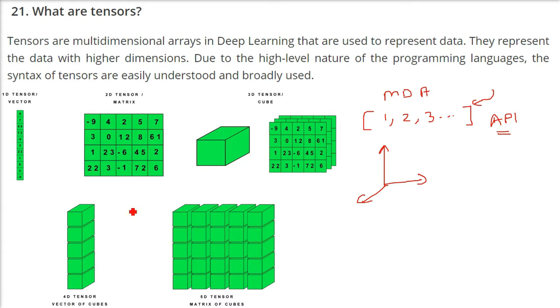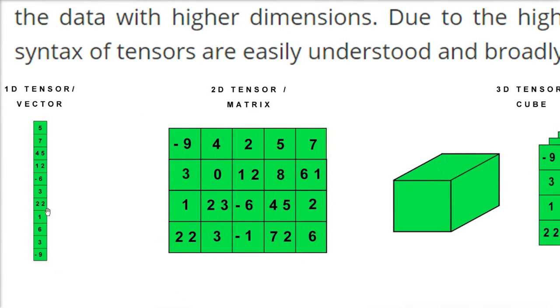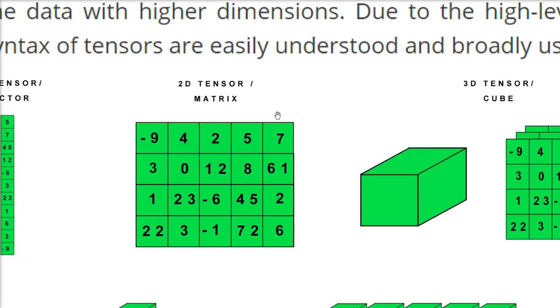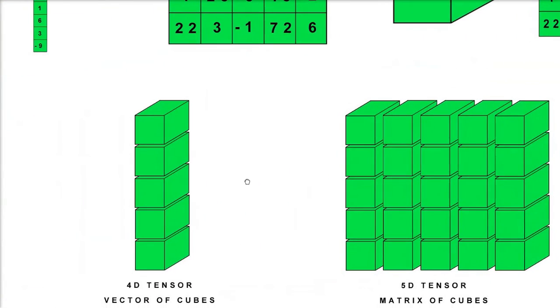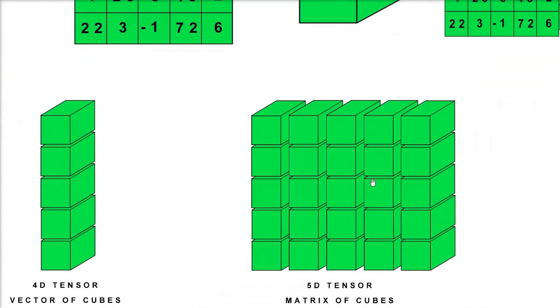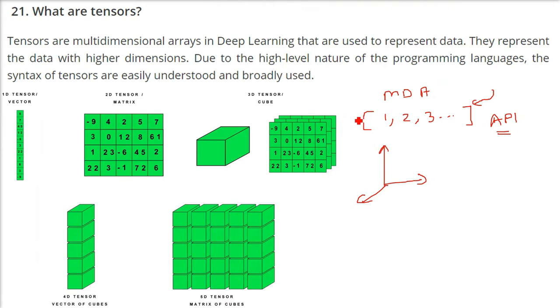So just see here, this is a 1D tensor, one dimensional tensor. This is the 2D tensor or matrix. This is 3D. You have 2D along with the third dimension. Just assume x, y, z axis like this. Then we have the 4D tensor, vector of cubes, and then the 5D tensor, that is the matrix of cubes. So vector, matrix, cube, vector of cubes, and matrix of cubes, these are tensors.